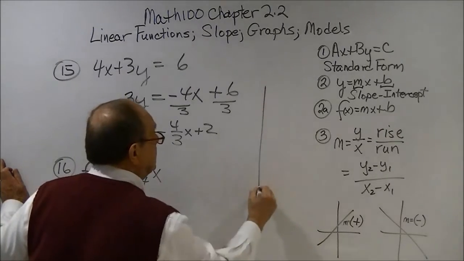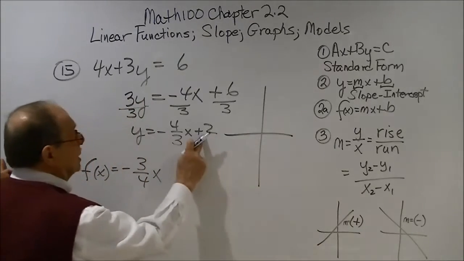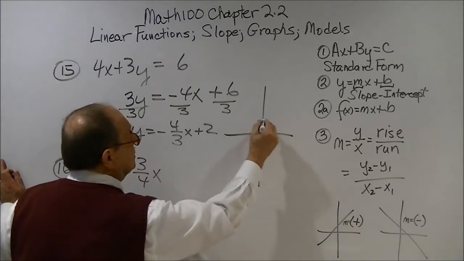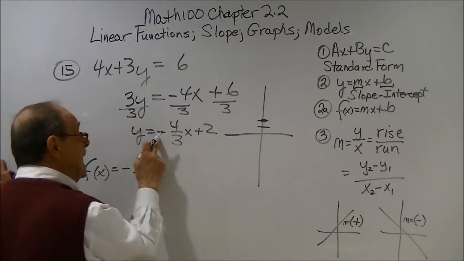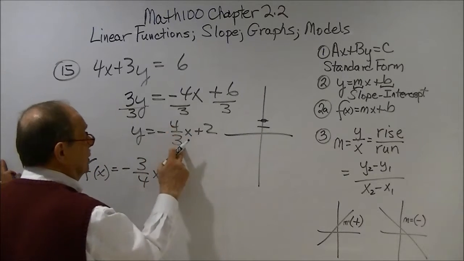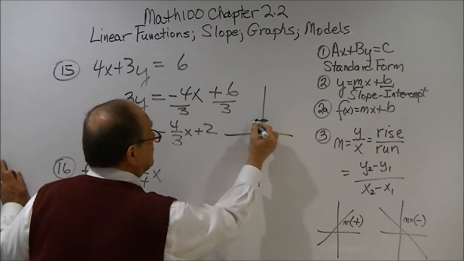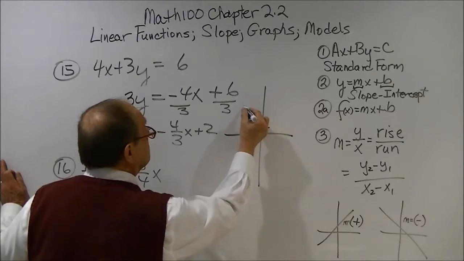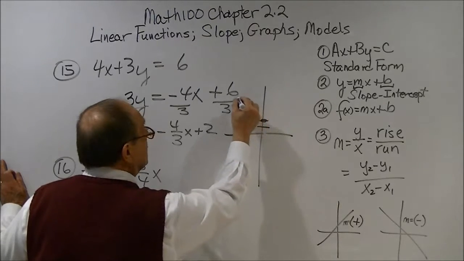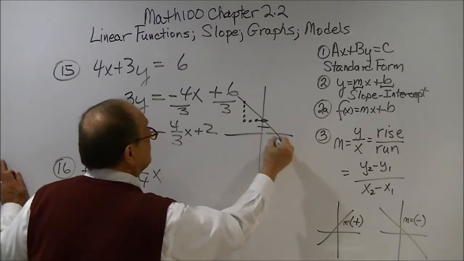And now to graph it, put a dot on 2, the y-intercept. The slope now is a negative 4/3, so we're going to go over 3 to the left and then up 4, and then there's our graph for that.